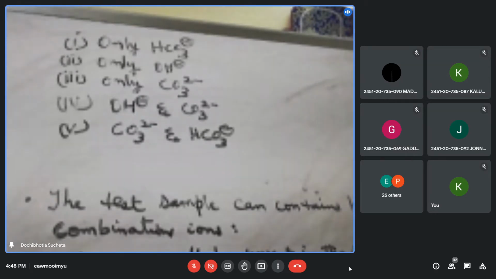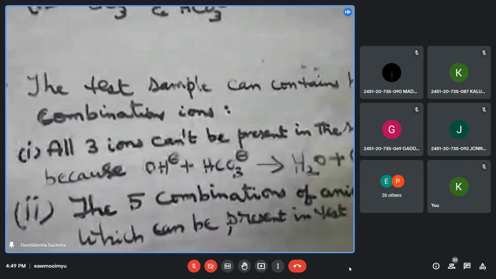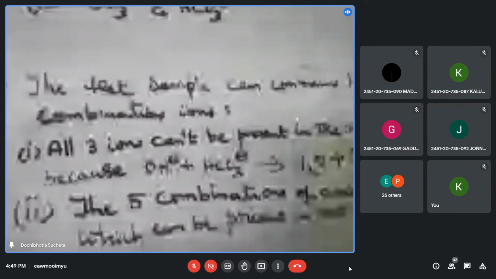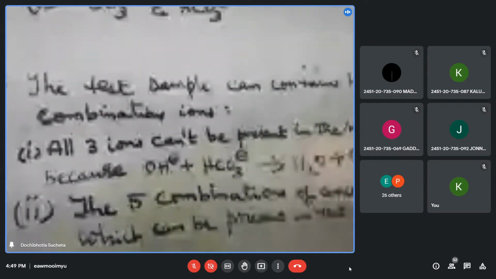Okay, so that is fine. After that, I have to come to one more important point. Will the test sample contain single ions or a combination of ions? The answer is, first, the possibility of finding all the three anions at a single time is not possible. Why? Because OH minus and bicarbonate ions quickly react to form H2O and carbon dioxide. So, finding OH minus and bicarbonate ions in the same sample is ruled out.